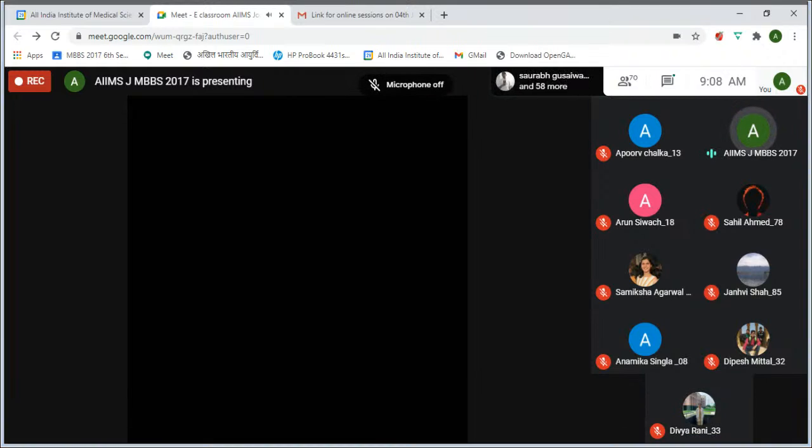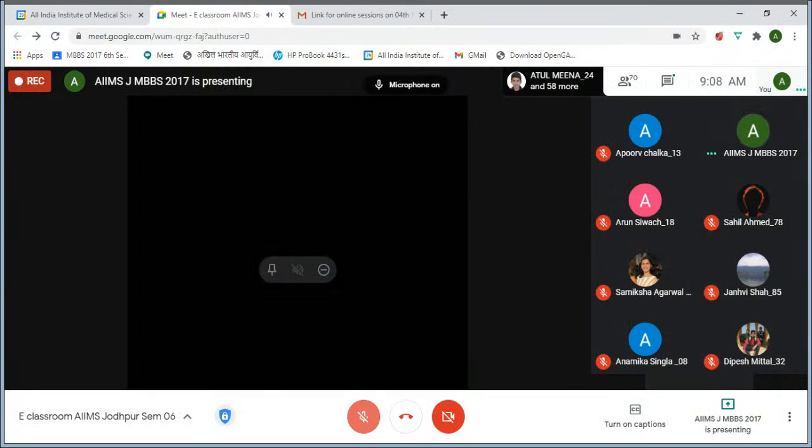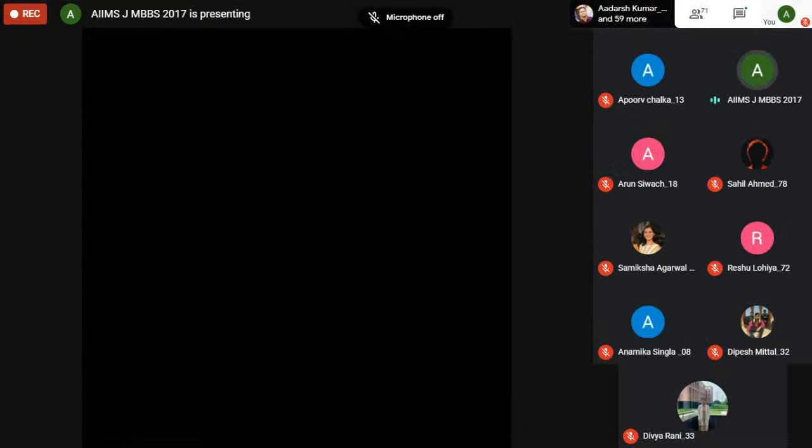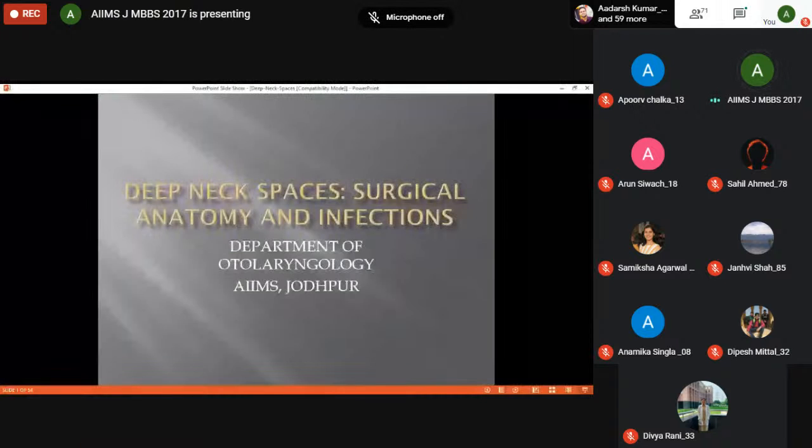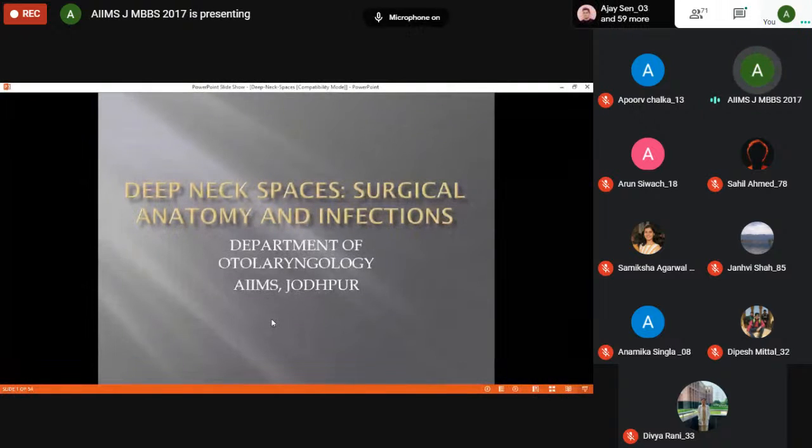So today's class is about the deep neck spaces. This seems to be very difficult, but it's very simple. I'll show you how. First of all, the anatomy. Because if you know the anatomy, then you can easily understand what all infections can be present in the deep neck spaces, what the presenting features are, and what the modalities of treatment could be.